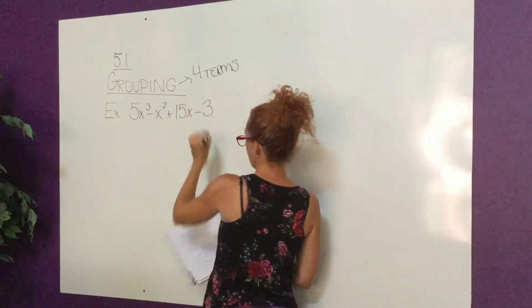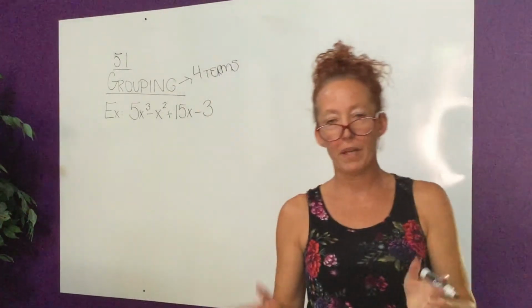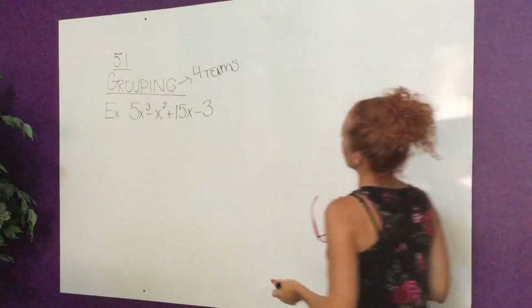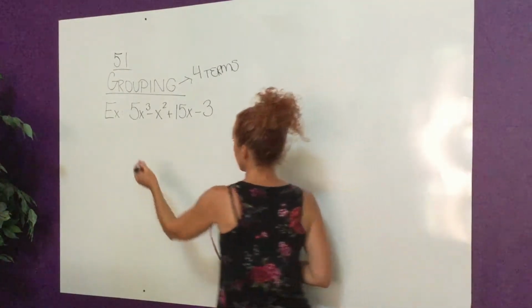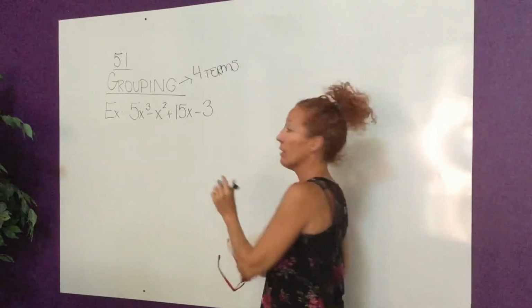So here's our first example. Grouping 4 terms. The idea behind grouping is this. You're going to make sure it's in descending order.